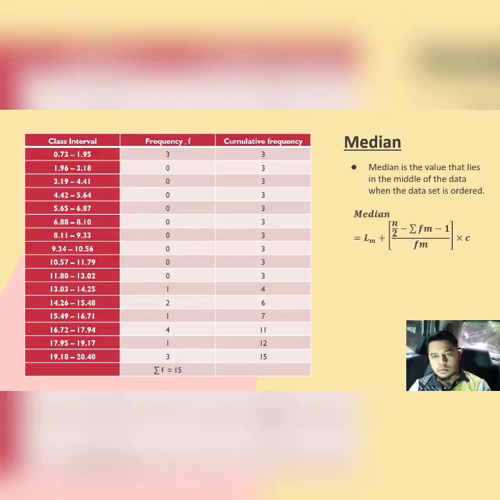1405. Okay, median. Median is the value that lies in the middle of the data when the dataset is ordered. You can follow the formula to calculate the median.